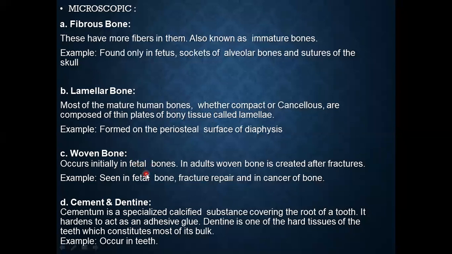The woven bone occurs initially in fetal bones. In adults, woven bone is created after fractures. Examples are seen in fetal bone, fracture repair, and in cancer of the bone. The cement and dentine: cementum is a specialized calcified substance covering the root of a tooth. It hardens to act as an adhesive glue. Dentine is one of the hard tissues of the teeth which constitutes most of its pulp. Examples occur in teeth.